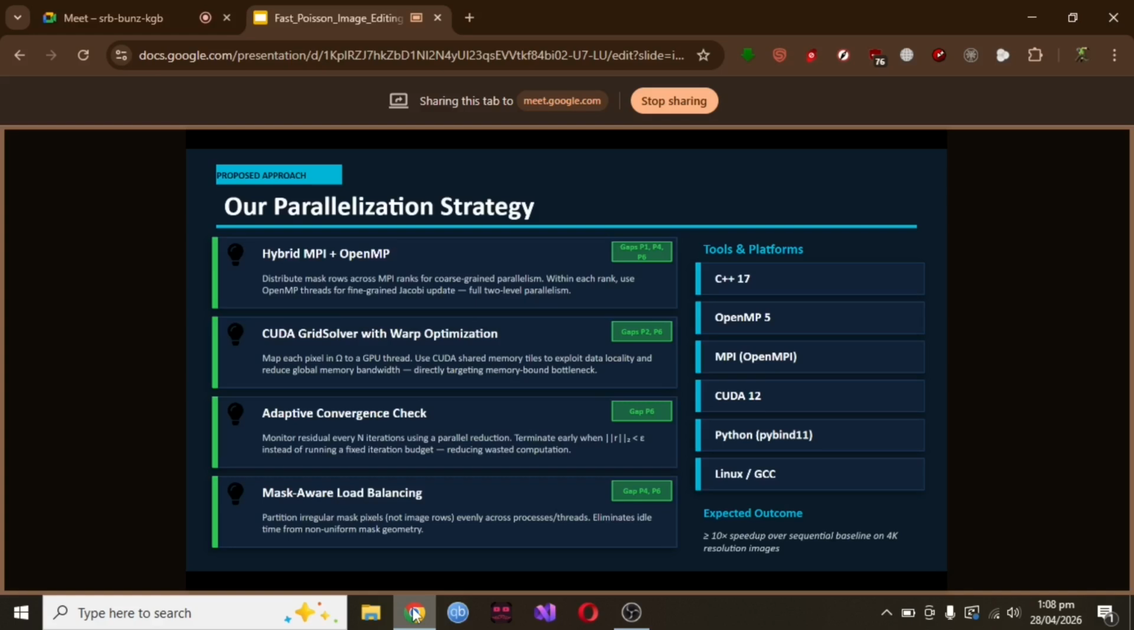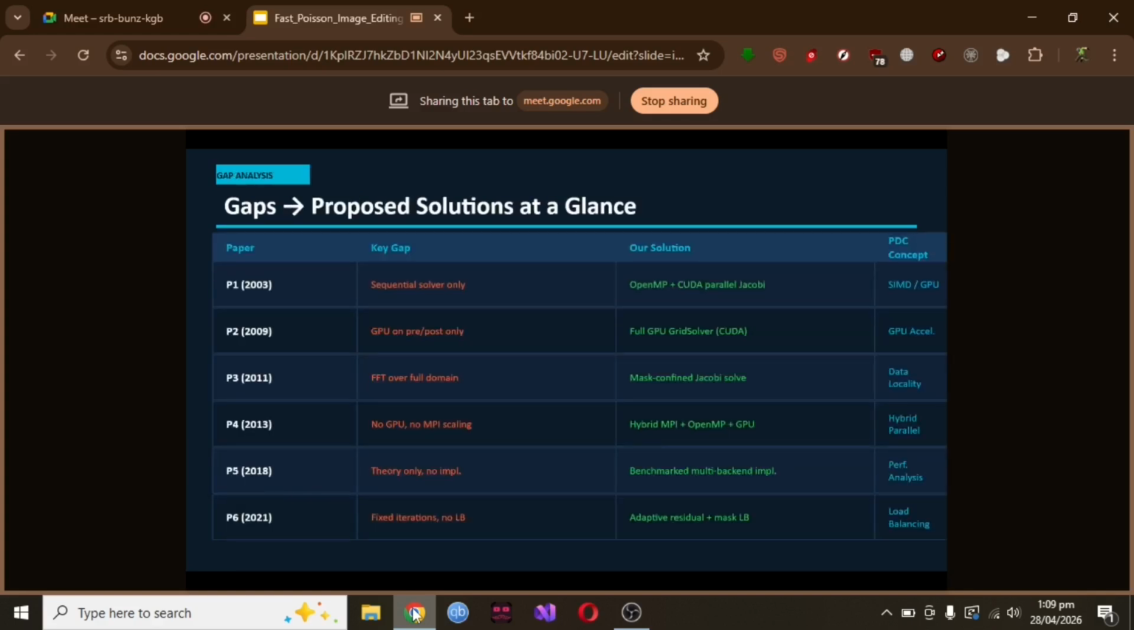After that, there is mask aware load balancing, which will keep the mask in mind while distributing the load on the MPI clusters. This is very important for irregular masks. So these are the gaps, and these were the solutions we proposed, as I have gone into pretty detail in the previous slides.